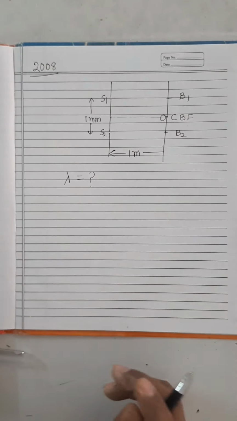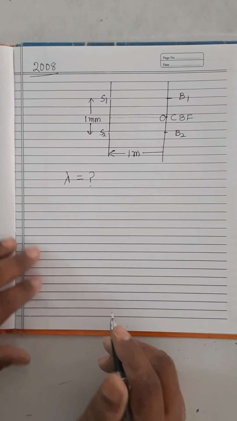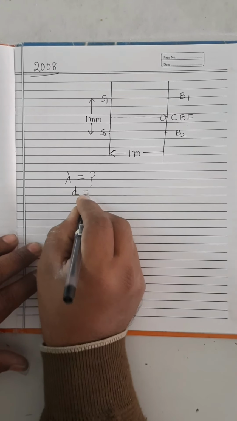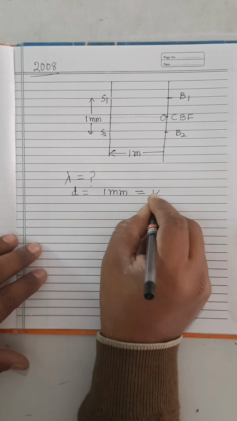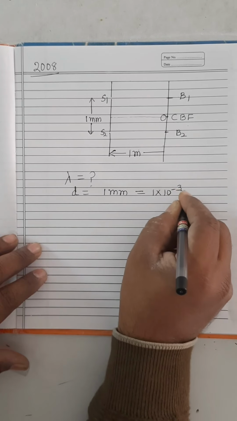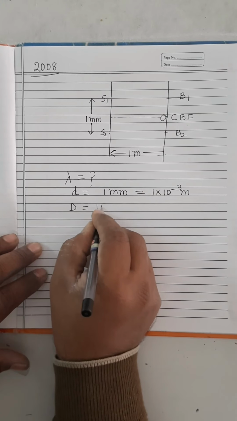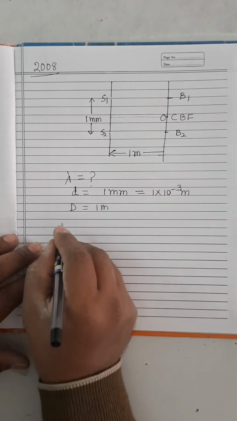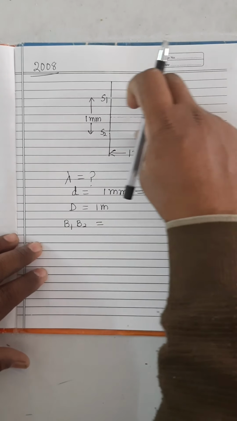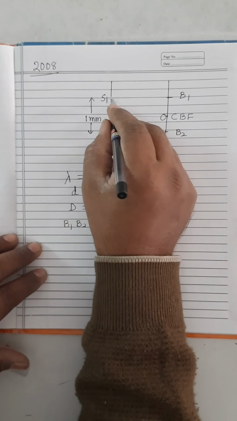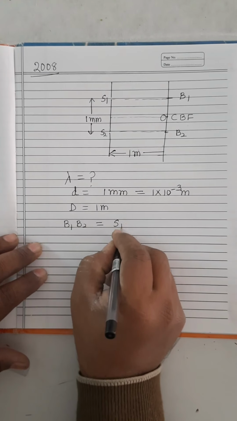First you see the diagram. Here what is given? Distance between S1 and S2 is known as small d. It is the distance between the two slits. It is equal to 1 mm, that is equal to 1 into 10 to the power minus 3 meter. It is clear. Now this capital D is 1 meter. Now what will be B1B2? If you see from the diagram, B1B2 will be equal to S1S2, because it is given here.